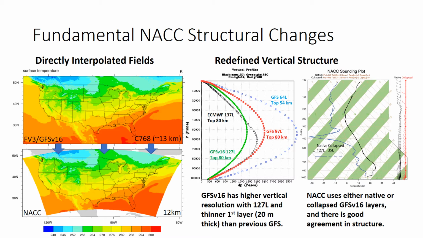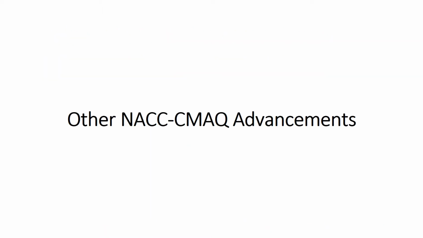On the right, I show a redefined vertical structure by NACC, where the first panel on the right, GFS-16 in green, has higher vertical resolution and a thinner first layer, about 20 meters, than previous GFS applications. And on the far right, NACC can use either native or collapsed GFS-16 layers, and there is good agreement in the structure, as shown here in the temperature line in black and the dew point line in blue, and also the winds on the far right. In the next section, I will highlight some other NACC-CMAQ advancements.